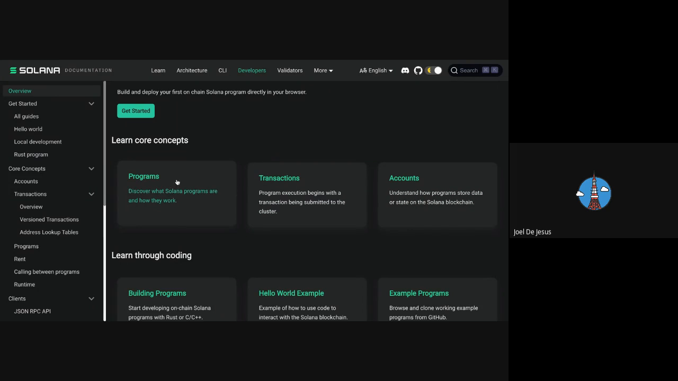With smart contracts, via the programs, the state is stored in accounts. So in Ethereum, the accounts and programs are kind of merged together in a smart contract in the output of a transaction. But in Solana, programs are separated from accounts.